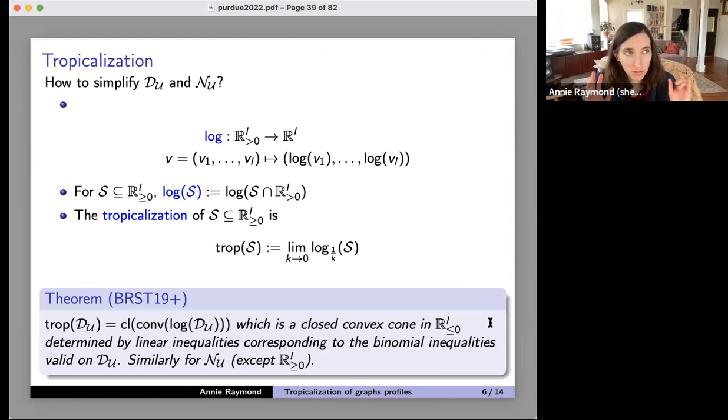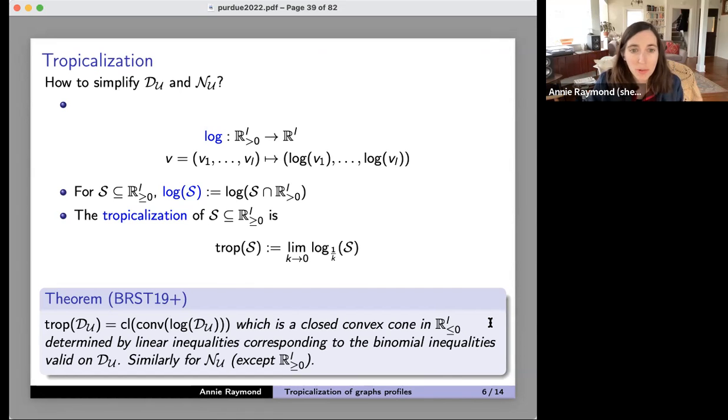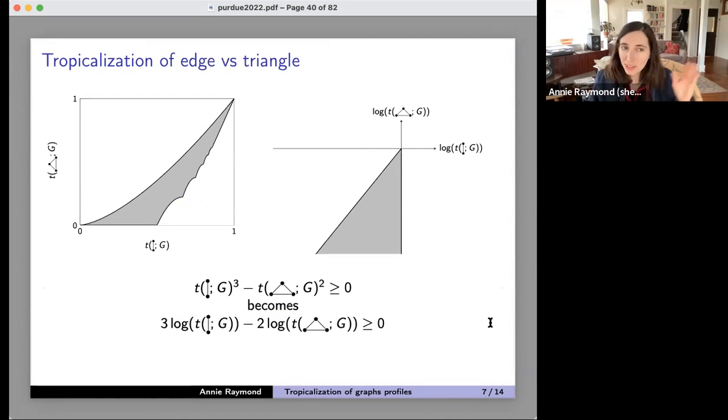But so that's nice. We go from a very complicated shape to a closed convex cone, and we still retain something. We retain binomial inequalities. So let's look at our very complicated picture that we had for edge and triangle. We had this inequality, the density of the edge cubed minus the density of the triangle squared was greater or equal to 0, the top inequality.